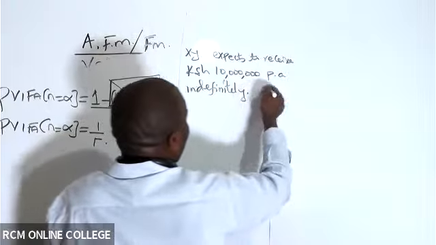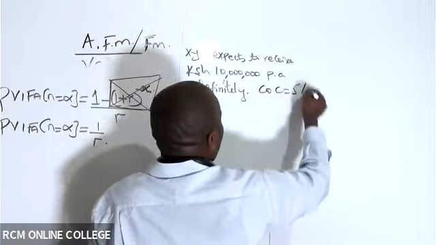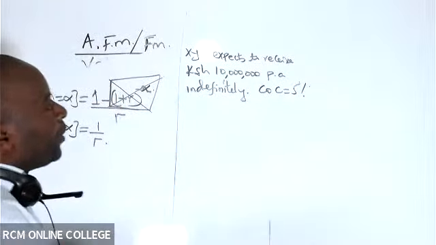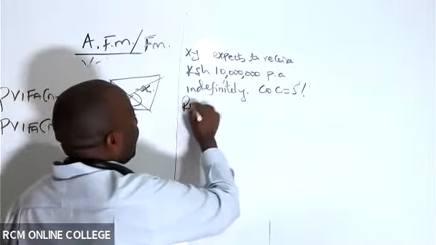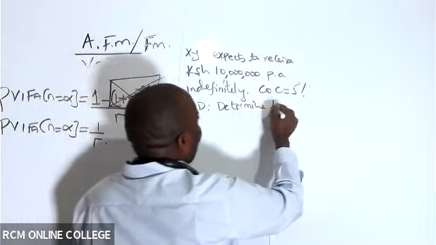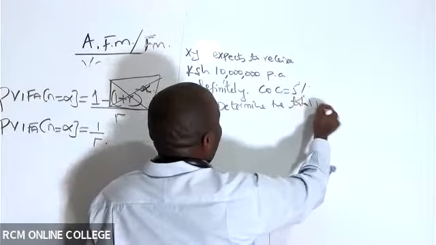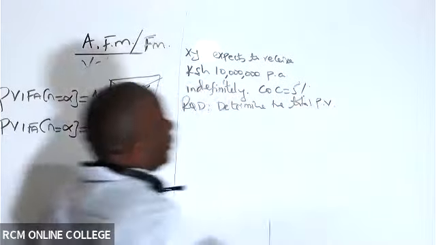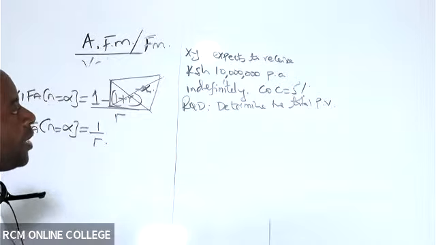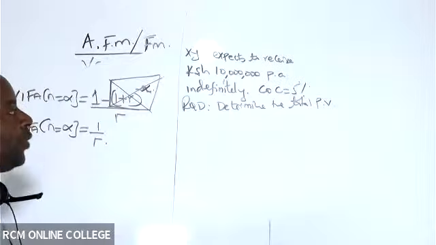All right, and then they're giving us the cost of capital as 5%. You're required to determine the total present value. So an exercise: we expect to receive 10 million every year indefinitely, without an end in sight, where n is infinity.